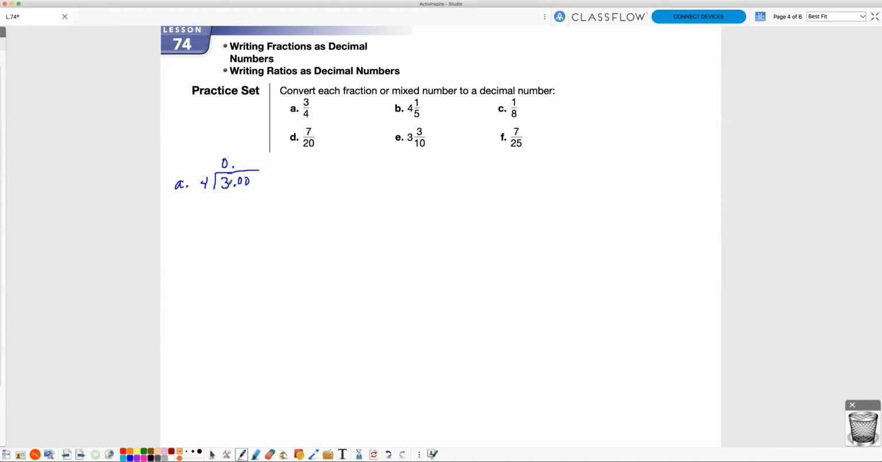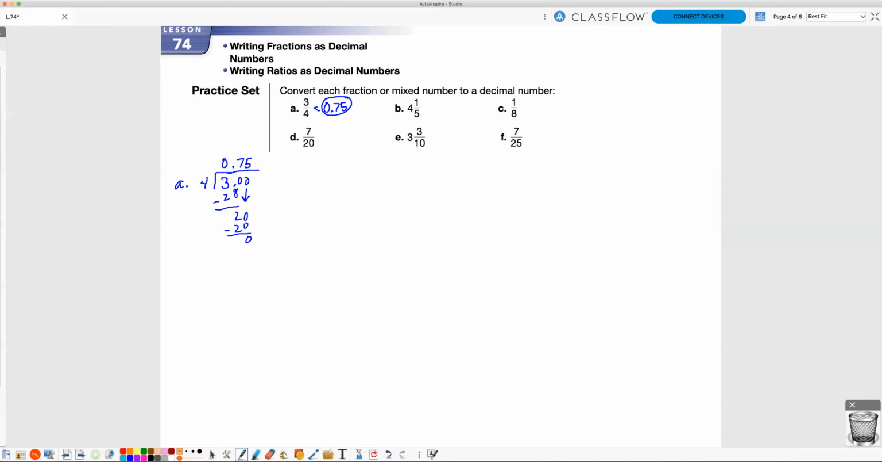4 will not fit in a basket that holds 3. 30 divided by 4 would be 7. 7 times 4 is 28. 28 taken away from 30 is 2. Bring this 0 down. This would be 20 divided by 4, which is 5. 5 times 4 is 20. There's nothing left over. The answer to 3/4 as a decimal would be 75 hundredths.